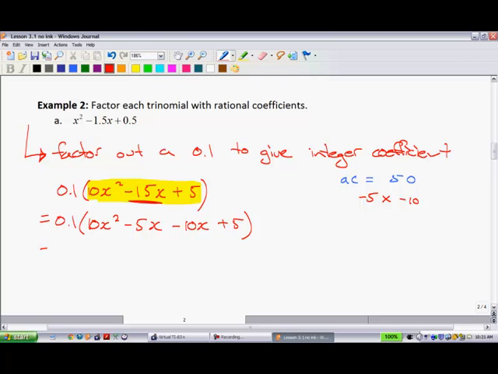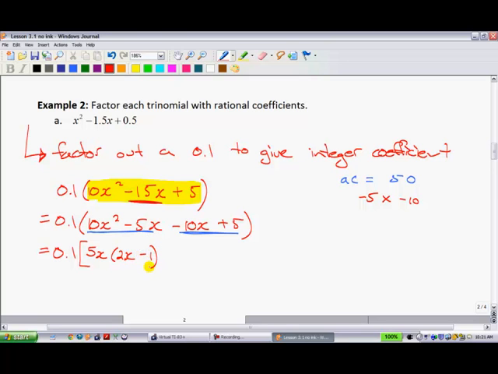Alright, now we're going to factor. Maybe I'll underline these. You're going to factor these two terms, whatever you can out of them, and then these two terms, whatever you can out of them. So I have 0.1. Now you're going to see I'm going to have brackets inside of brackets, so I'm going to put a square one outside. What can I factor out of a 10x squared minus 5x? Hopefully you notice you can factor out a 5x, leaving you with a 2x minus 1.